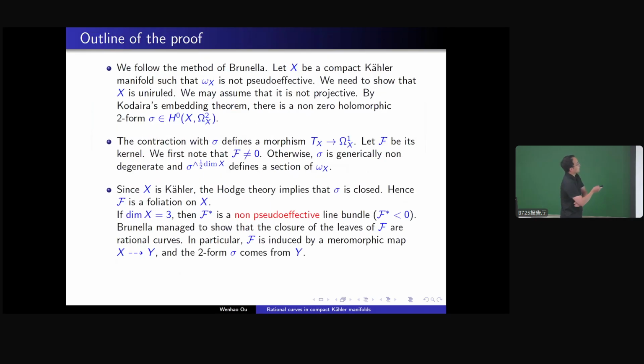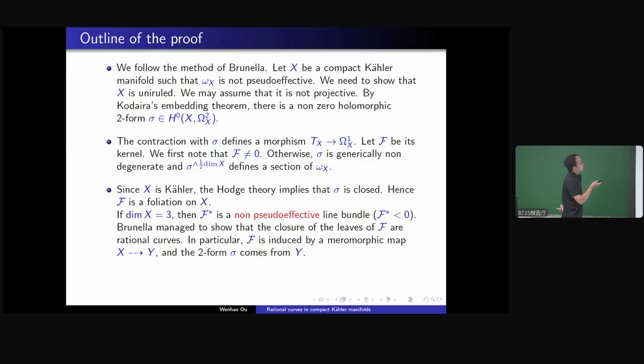So in the last 5 minutes, I try to outline very briefly the proof of the theorem. I follow the methods of Brunella. The difficult part is to produce rational curves. So I can assume that X is a compact Kaehler manifold such that the canonical bundle omega X is not pseudo-effective, and we need to show that X is uniruled. As I mentioned, this is the difficult part. And again, we may assume that it is not projective, because if it is projective, we can use the theorem of Mori and BDPP.